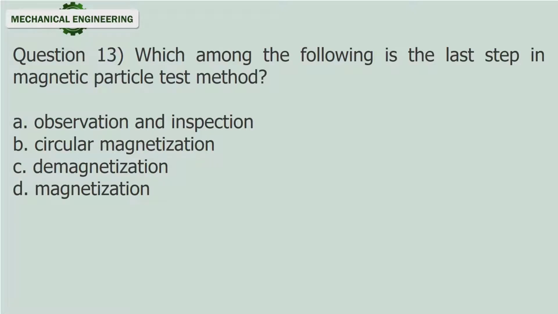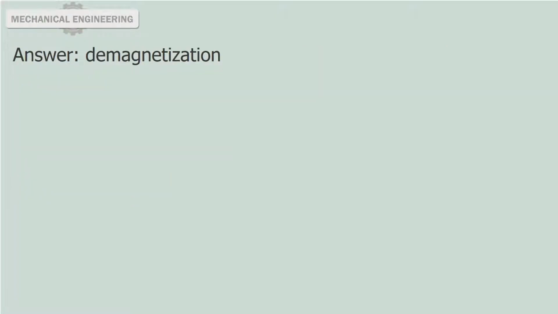Question 13. Which among the following is the last step in magnetic particle test method? A. Observation and inspection. B. Circular magnetization. C. Demagnetization. D. Magnetization. Answer: Demagnetization.